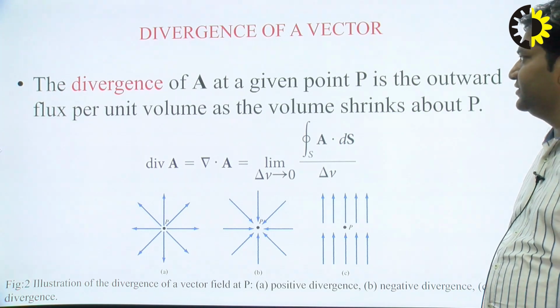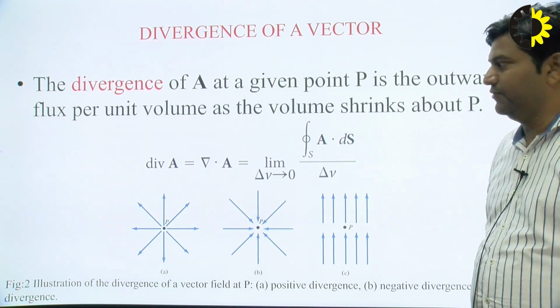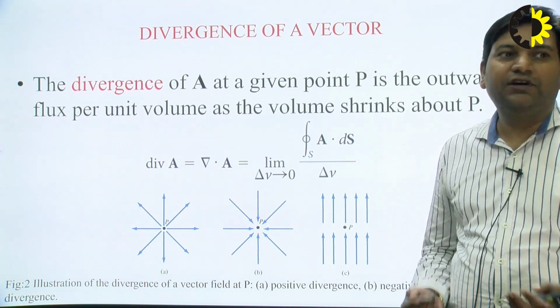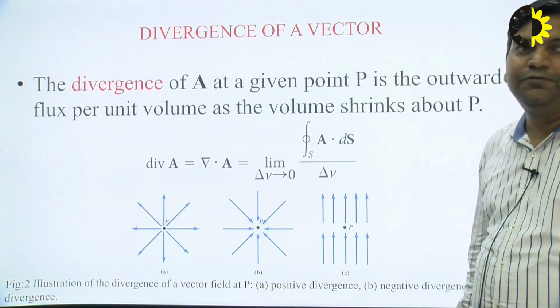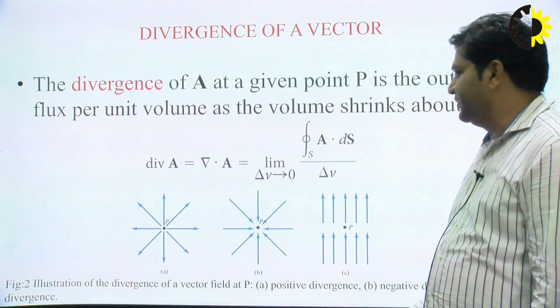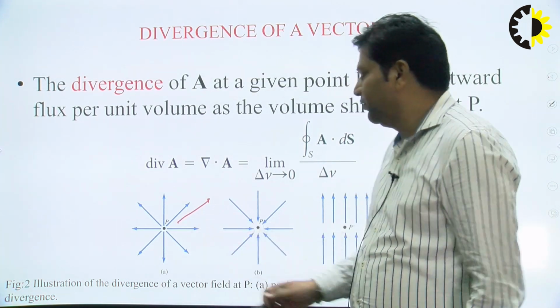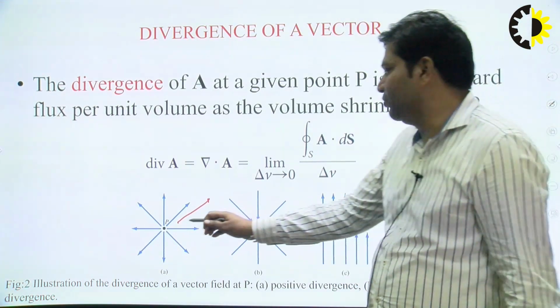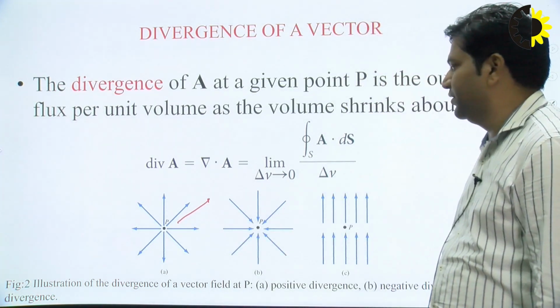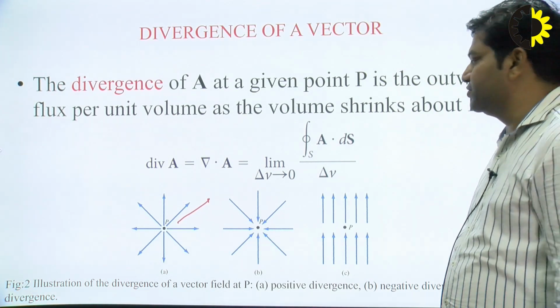Now the divergence of a vector is defined as the outward flux per unit volume, where the volume is shrunk about the point P. Divergence is of three types. Positive divergence means the total outward flux is moving away from that point, that means point P is a source point. If point P is a source point, we say this is positive divergence.